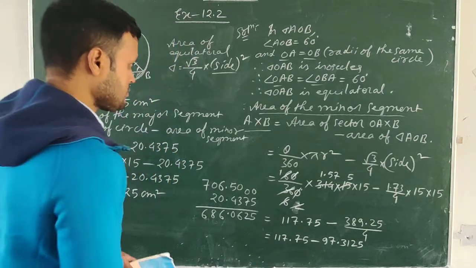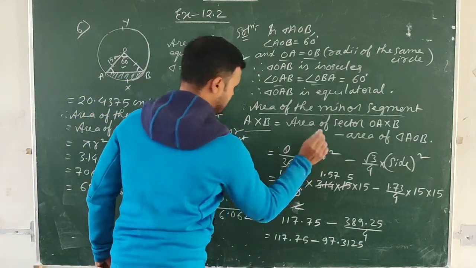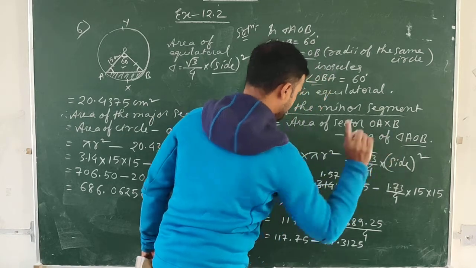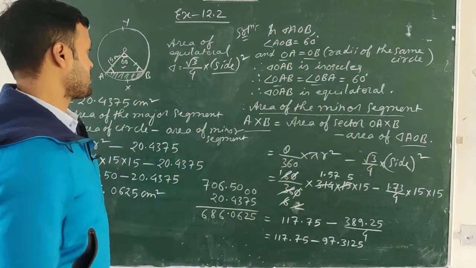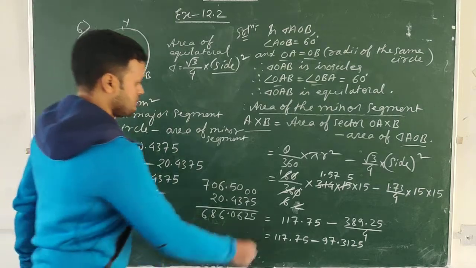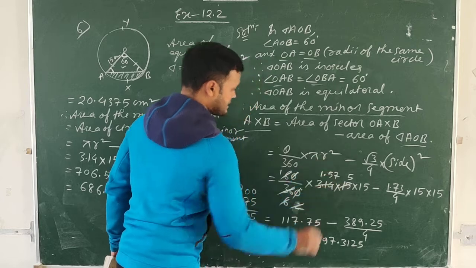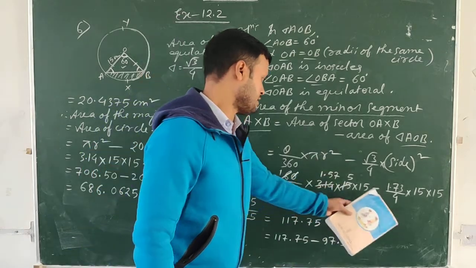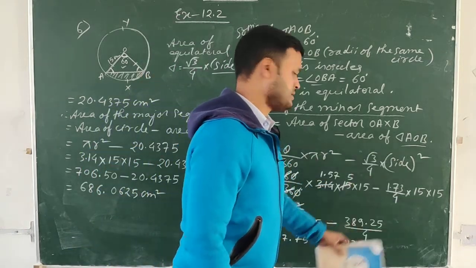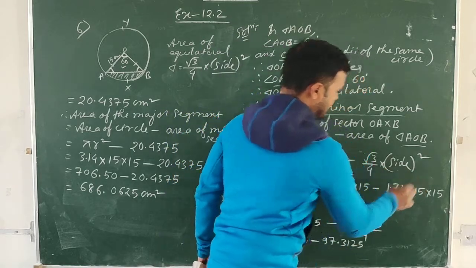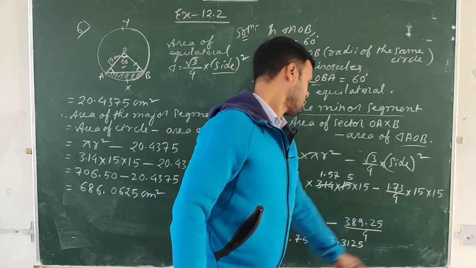So area of the sector is theta by 360 into pi r square, and since AOB is equilateral, area of the triangle is root over 3 by 4 into side square. What is the value of theta, students? Angle is given as 60 degrees. So in place of theta put 60 by 360, pi is 3.14, and radius is 15, so write 15 into 15. Root over 3 means 1.73 by 4, and each side of the triangle is 15, so write 15 into 15.